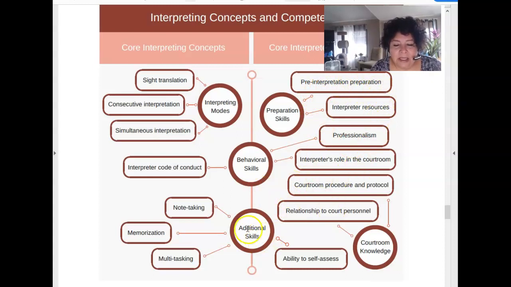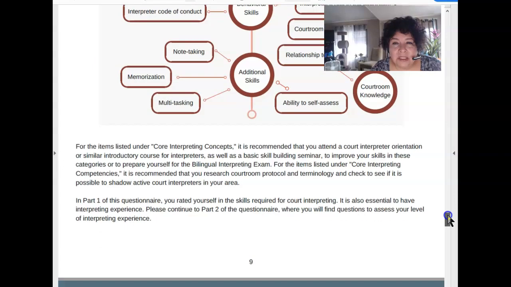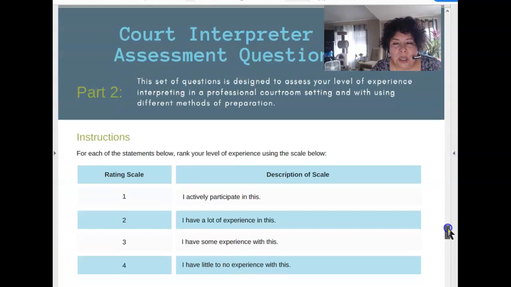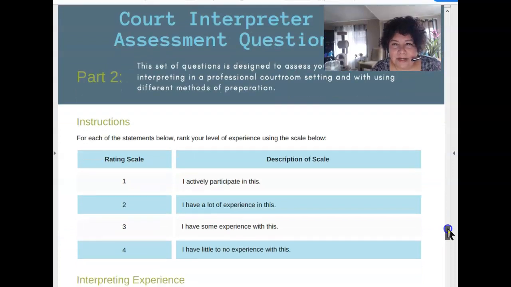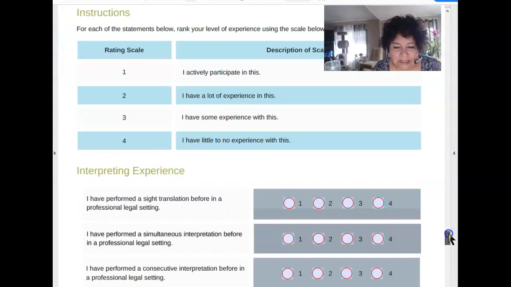Interpreter resources, again, glossaries, pre-interpretation preparation information, and additional skills, the ability to self-assess, which is what this particular document does for you. So you could have an idea of where you are and what areas you need to improve, and also your courtroom knowledge. The Judicial Council just posted this at the beginning of 2018 to allow professionals that are considering going into the court interpreting program to be able to self-assess so that they can come up with an action plan on what they need to do to improve and what areas they need improvement.